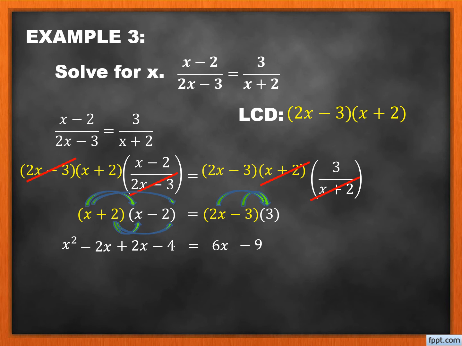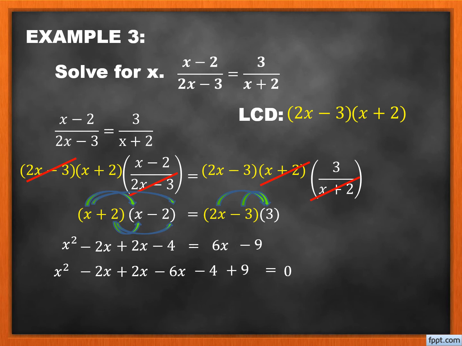Since we have a variable with an exponent 2 or square, we must write all the terms on the left side of the equation. Therefore, we move 6x and minus 9 to the left side of our equation and equate to 0. Therefore, we have x squared minus 2x plus 2x minus 6x minus 4 plus 9 equals 0.